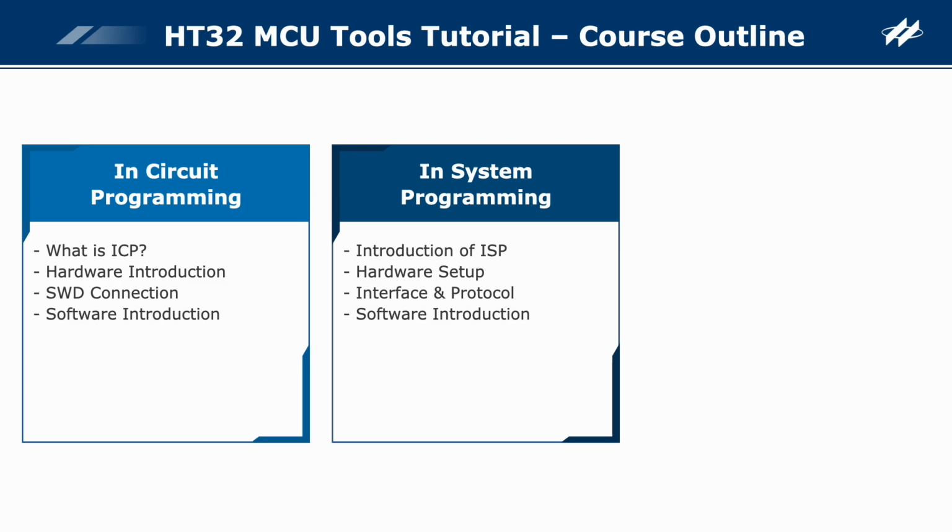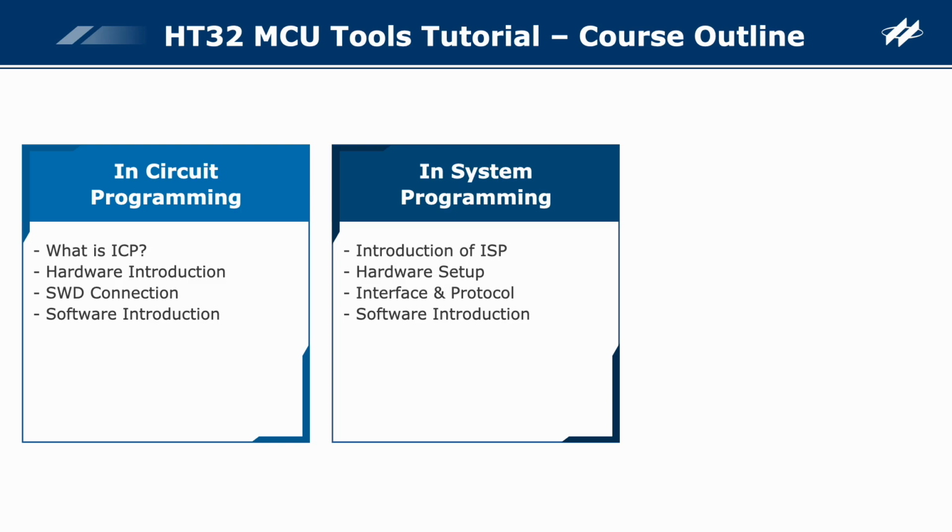In-system programming. In-system programming uses the factory preloaded ISP bootloader to update the main flash firmware via a USB or UART interface. It usually requires the boot pin power-on setting to configure the chip to enter the ISP mode. This course will introduce ISP, including the hardware setup, interface, protocol, and both the PC GUI and command line tools for ISP operations.